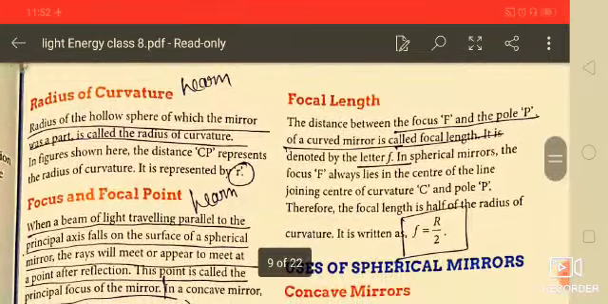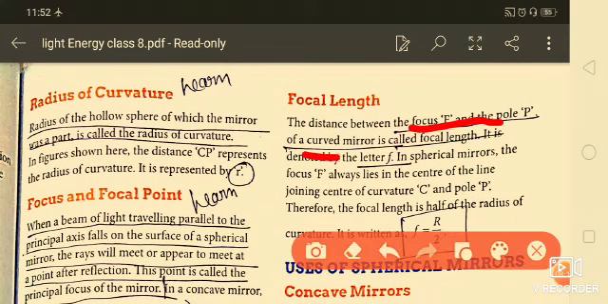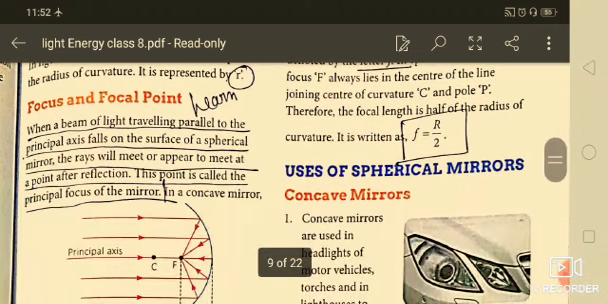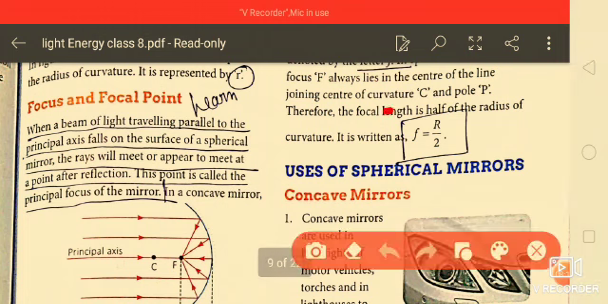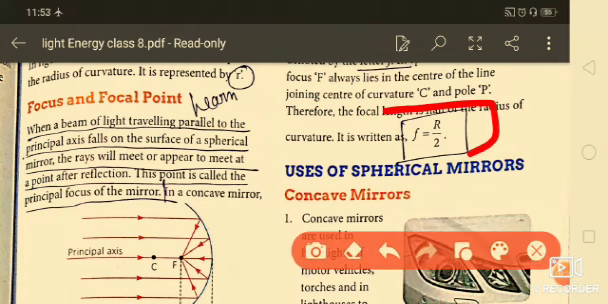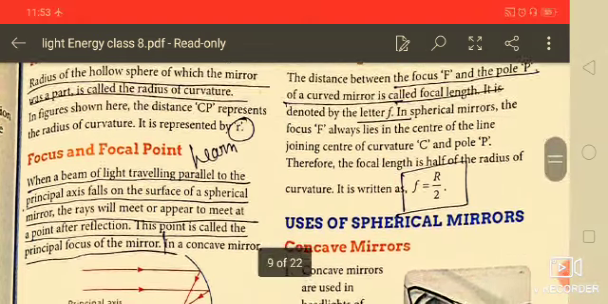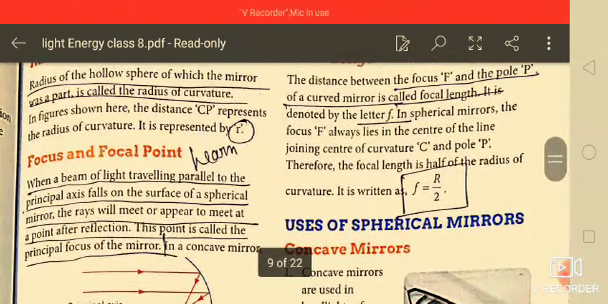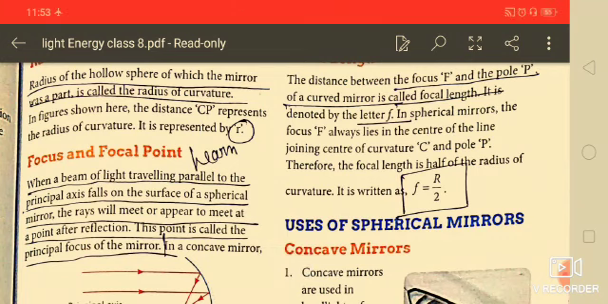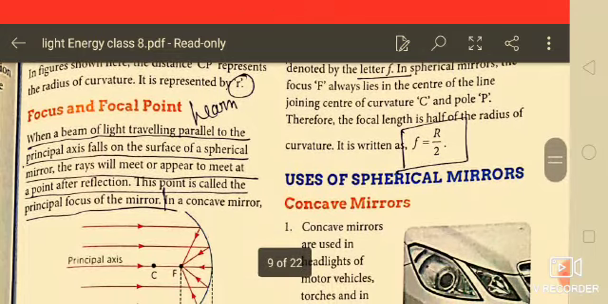The focal length is the distance between the focus and the pole in any curved mirror. The formula is the relation between the radius and the focal length: f equals R by 2. F always lies at the center of the line joining the center of curvature, denoted as C, and P, the pole. Therefore the focal length is half of the radius.